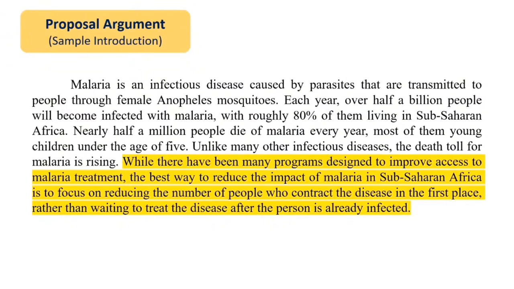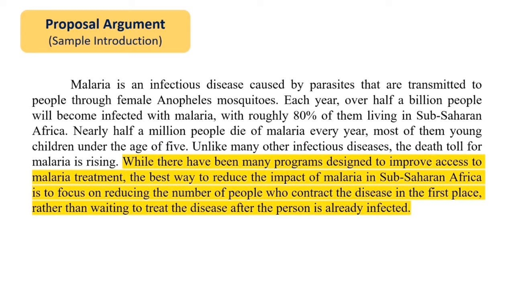Here is a sample introductory paragraph of a proposal argumentative essay. Malaria is an infectious disease caused by parasites that are transmitted to people through female Anopheles mosquitoes. Each year, over 500 million people will become infected with malaria, with roughly 80% of them living in sub-Saharan Africa. Nearly 500,000 people die of malaria each year, most of them young children under the age of 5. Unlike many other infectious diseases, the death toll for malaria is rising.